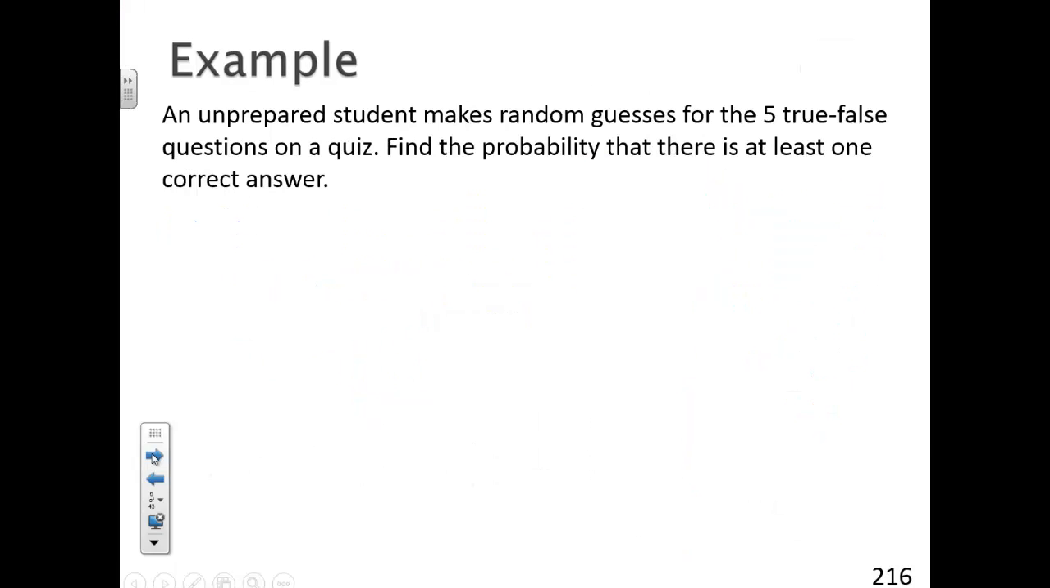Our next example also involves a probability of 1/2. An unprepared student makes random guesses for the 5 true-false questions on a quiz. Find the probability that there is at least one correct answer. So, at least one correct. So, key phrase, that tells us this is an at least one problem. So, the probability that out of 5, at least one is correct. 1 in 5.